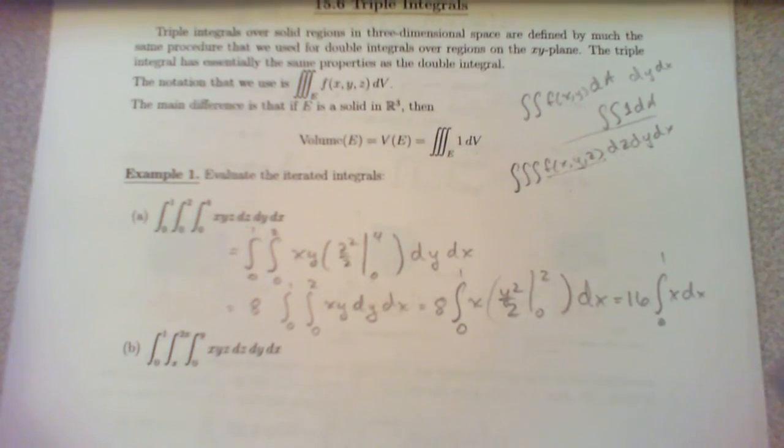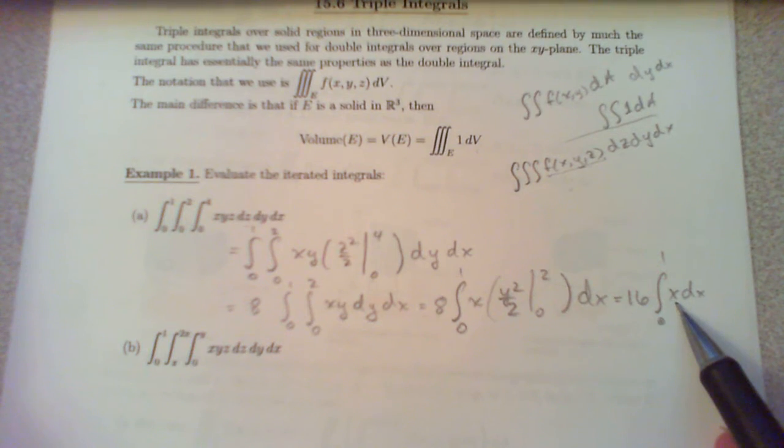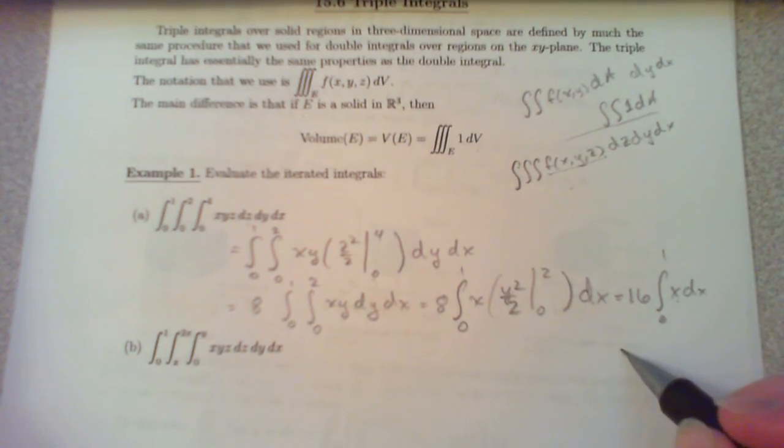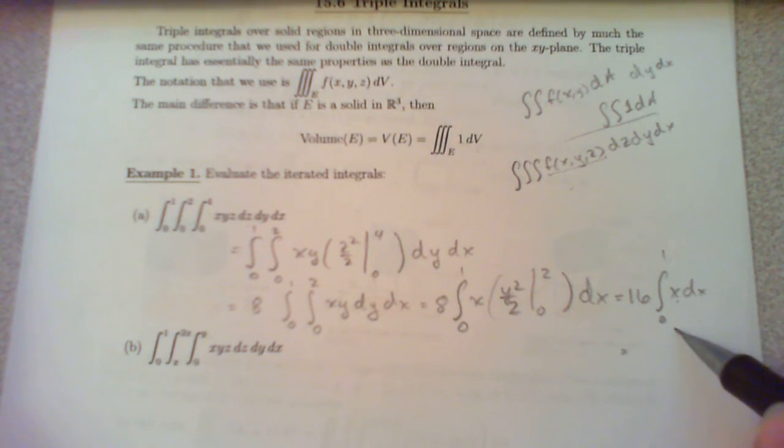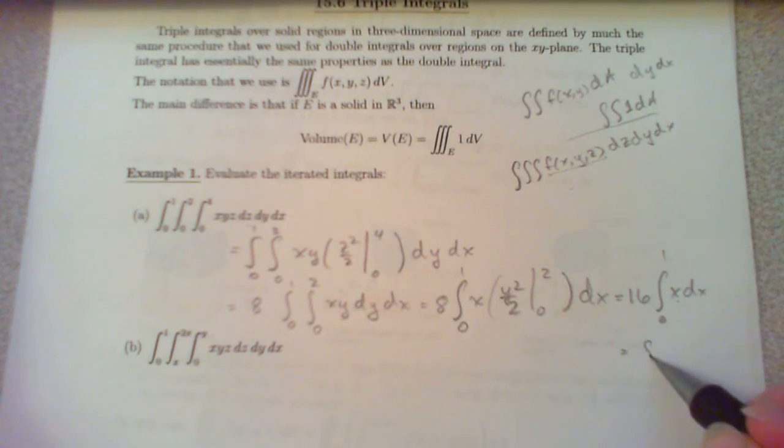Now I just go after it. That's the antiderivative, which is x squared over 2. Upon evaluation, x squared over 2 needs to be evaluated from 0 to 1. You're going to end up with 1/2. So 1/2 times the 16, and you'll get 8.